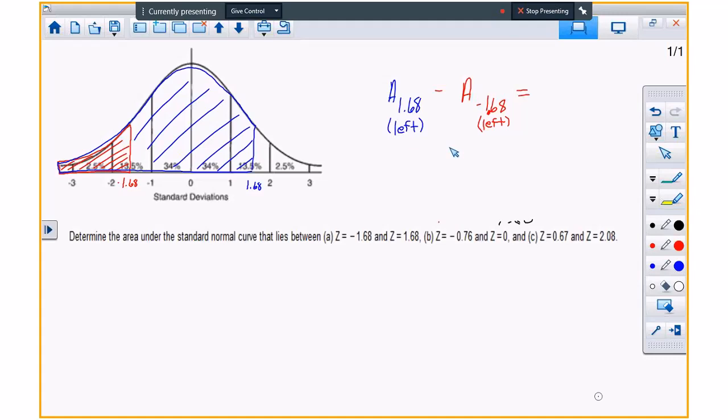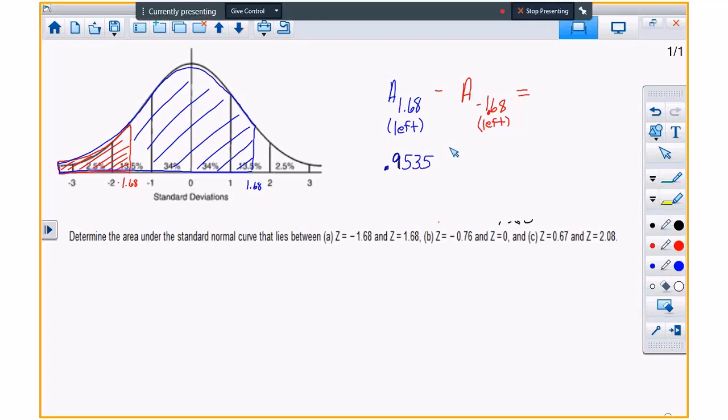What? I'm sorry, what? 0.0465? No, it'd be more than 50% because this is 50%, so I thought 0.9535. Hold on and I'll tell you.